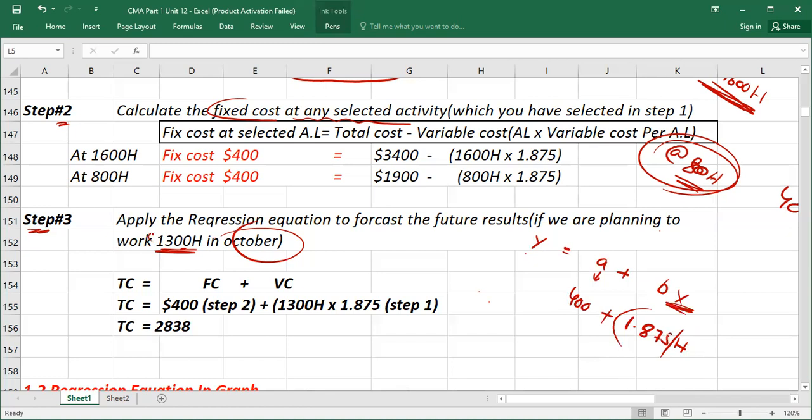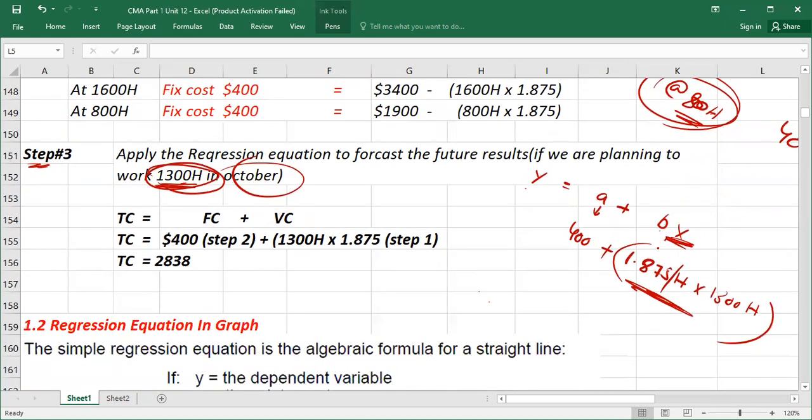For how many hours am I planning to predict now? For 1,300 hours. So this will give you the variable cost. B value is the variable cost, X is the 1,300 hours. So this will give you the variable cost portion, plus fixed cost. If I add fixed cost plus variable cost, this will give me a total cost of 2,838. So this is the total cost. So it means our regression equation can also be applied with the high-low method. I hope it is clear.